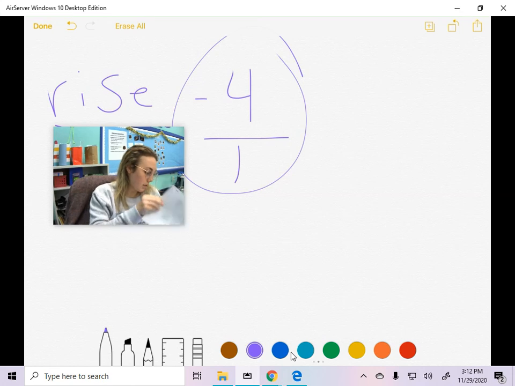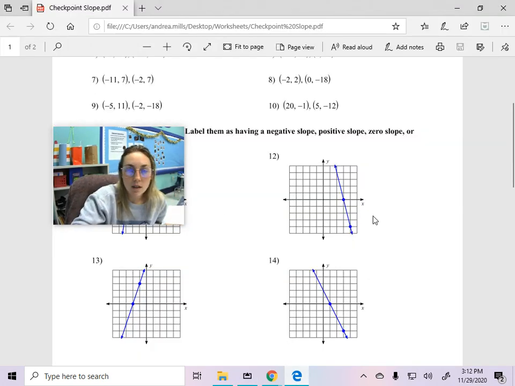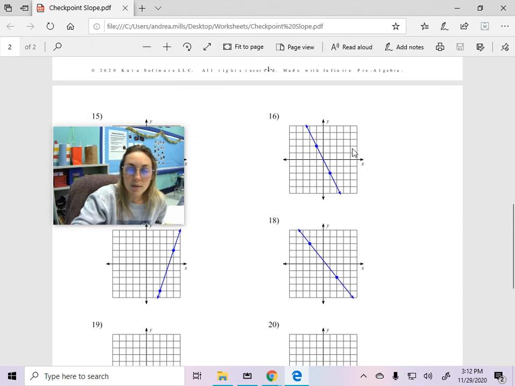Let's go to number 16 real quick. Here we are. Same thing. This will be a negative slope as well, because if we had a little man on the left-hand side of it, he would be falling down. So here's our first point.